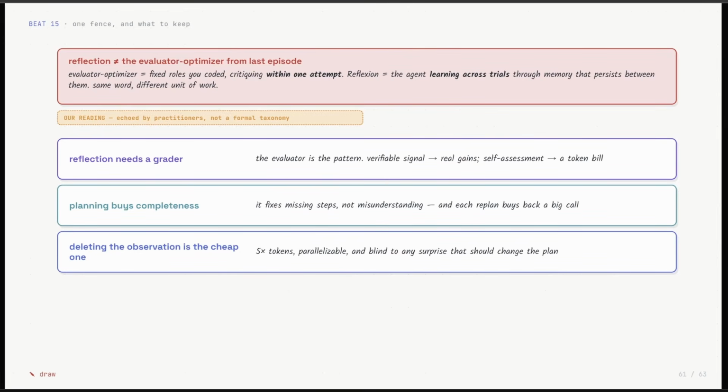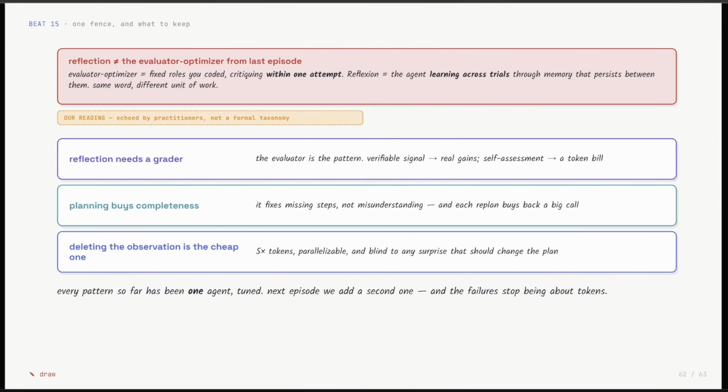Though you have three things to keep in mind. Reflection needs a grader. The evaluator is the pattern, so a verifiable signal gives you real gain, and self-assessment will give you a token bill. Then planning buys completeness, not comprehension. It fixes missing steps, and each replan buys back a big call. And deleting the observation is the cheap one, of course. There we are talking about ReWOO, where you have 5 times the token efficiency, parallelizable, and completely blind to any surprise that should have changed the plan. And that's the biggest issue of the ReWOO loop.